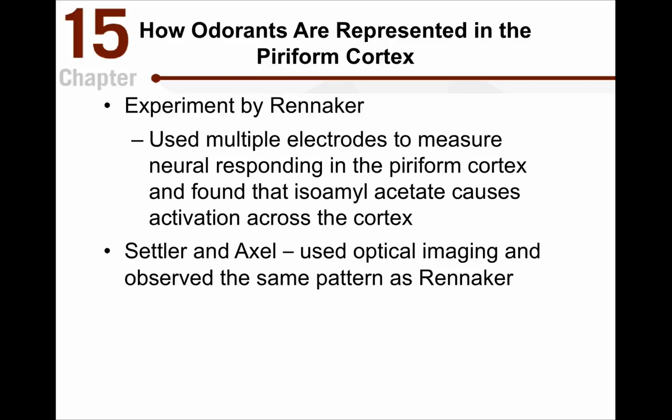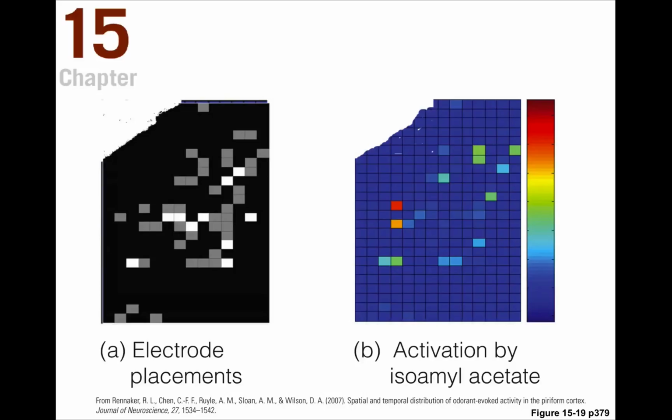So he was able to identify the specific neurons that fired, this pattern of neurons that fired as a response to isoamyl acetate. Settler and Axel used optical imaging and observed the same pattern. So instead of individual recordings, they used this red light, this lighting technique, to see which neurons lit up as a result of being stimulated with isoamyl acetate, and they got the same results as Renneker did.